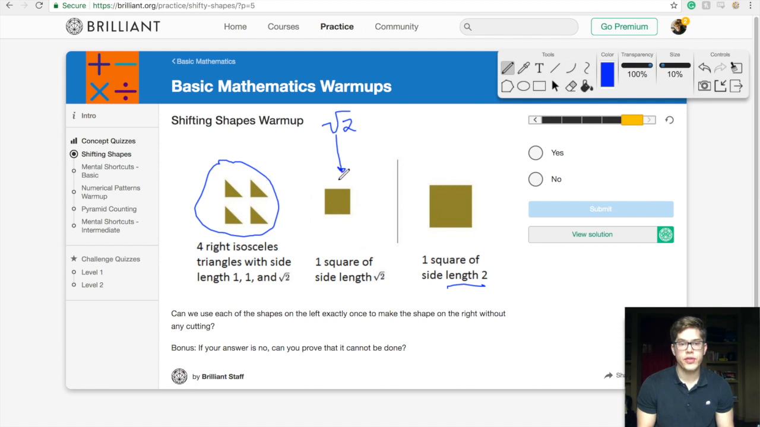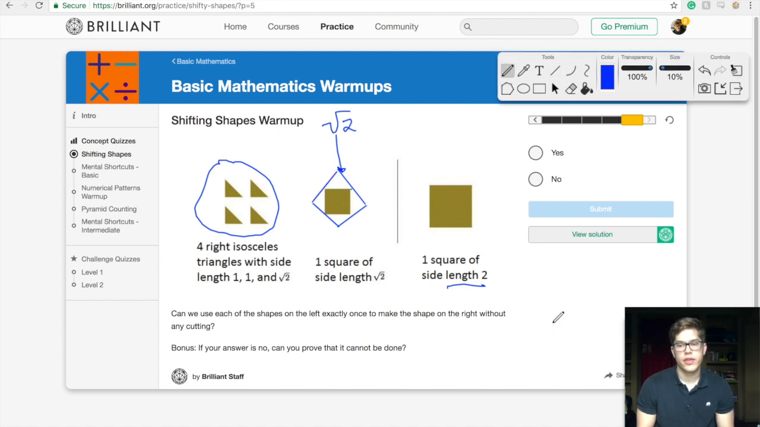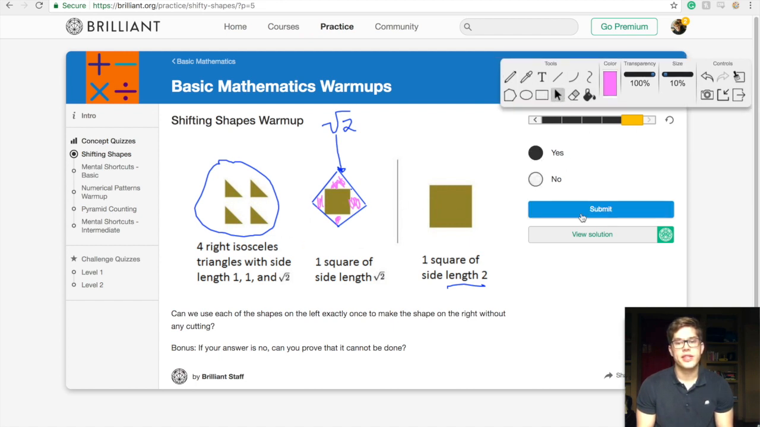Well, let's just throw these triangles on top. And here, let me again use the line tool. That's a little bit too wobbly, right? So here we have our 4 triangles filled in. Triangle 1, triangle 2, triangle 3, triangle 4. And it will be 1 square of side length 2. So this problem is yes.